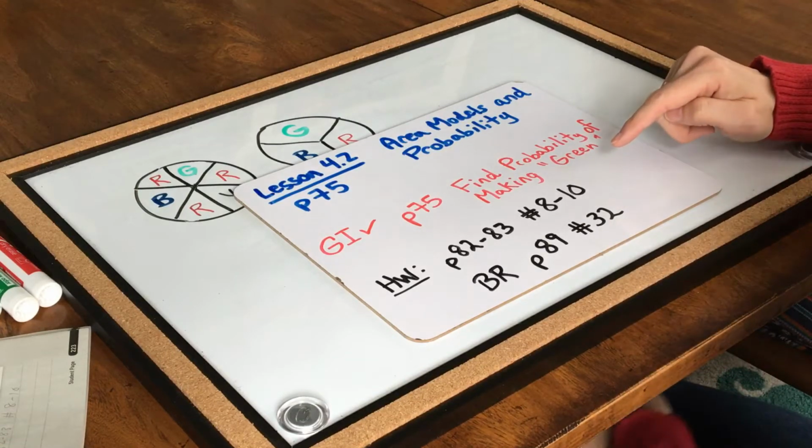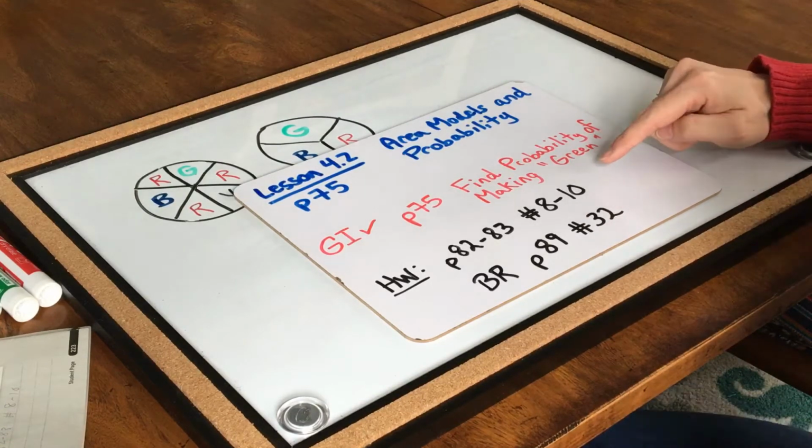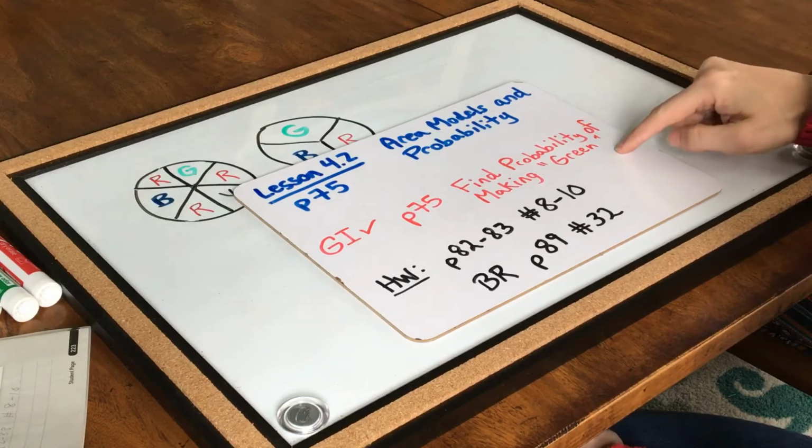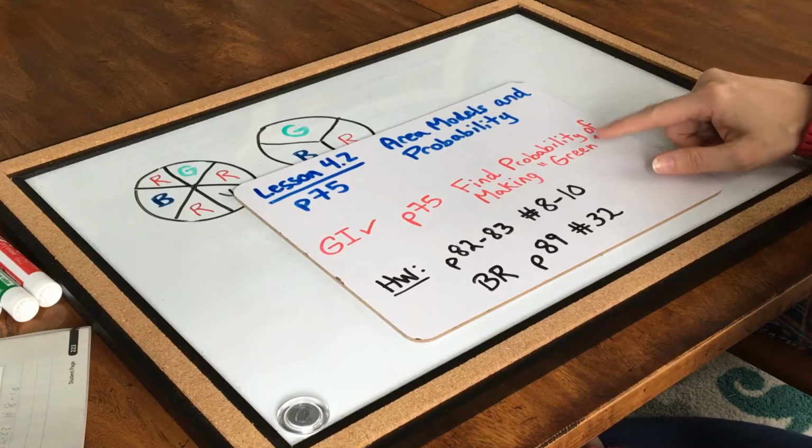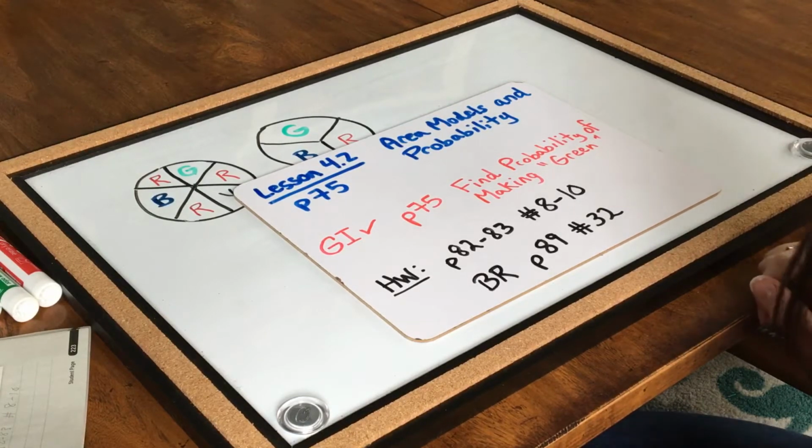It's not actually a problem in your book. This is a Mrs. Pileggi gotta check, but we're going to be finding the probability of making green, and you're going to see how that works in a second.